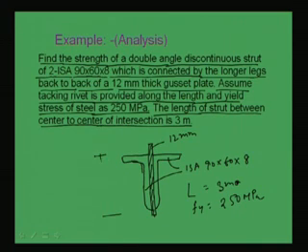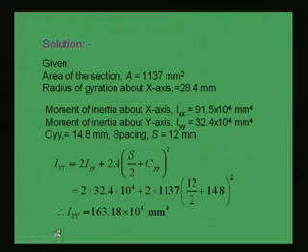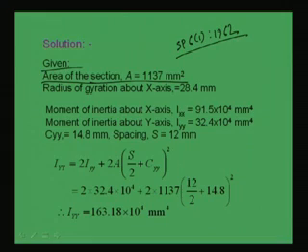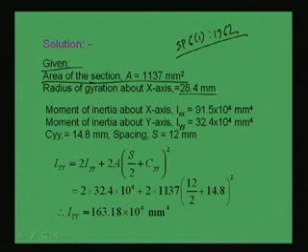So, this length is 90 mm because it is the longer leg, and this length is 60 mm. Now, we have to find out the strength of this built up section. So, what we will do? First, we will see what is given. Given is the area of the individual section, 1137 millimeter square. These properties will be found from SP 6 1962, the structural handbook, from which we will get the area and the radius of gyration, that is also given.